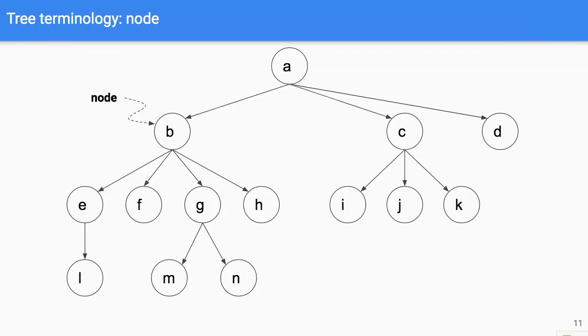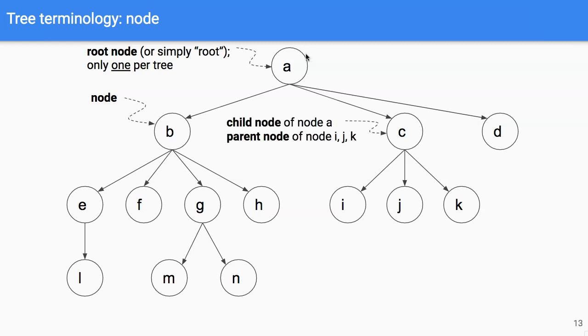Now let's get our terminology for trees right. Trees are made of nodes. Each of these little circles is a node, and they hold data. There is one node in the whole tree that is very special, and that is the node at the very top of the tree, called the root. Again, because it's upside down, the root is not at the bottom, it's at the top. And there is only one root per tree. Underneath the root, there are the child nodes.